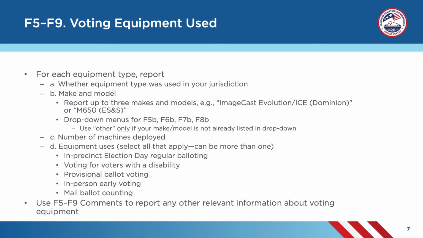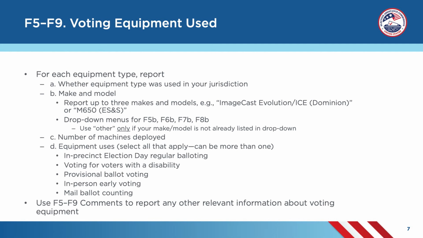The next thing you'll report is the make and model of the equipment you used. For these questions, we want you to focus on the manufacturer of your equipment as opposed to your vendor or service provider. For DREs with and without a VVPAT, ballot marking devices, and scanners, the EAVS data collection templates have drop-down menus with the most common makes and models of equipment. These drop-down menus will be organized alphabetically by the model name, with the make of the equipment listed in parentheses. There is also an other option available if your equipment is not already listed in the drop-down menus. The questions will have space for you to list up to 3 makes and models for each equipment type. If you have additional makes and models to report on, please put that information in the F5 through F9 comments section.